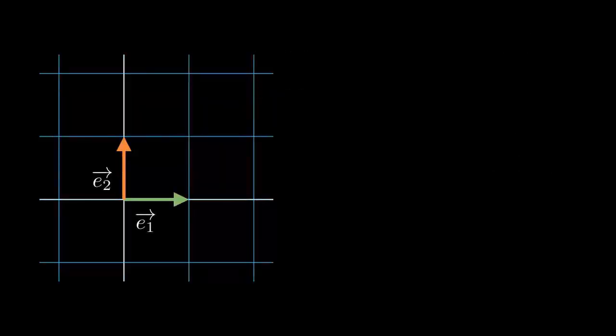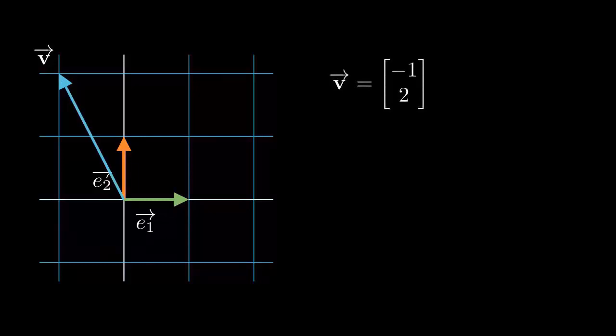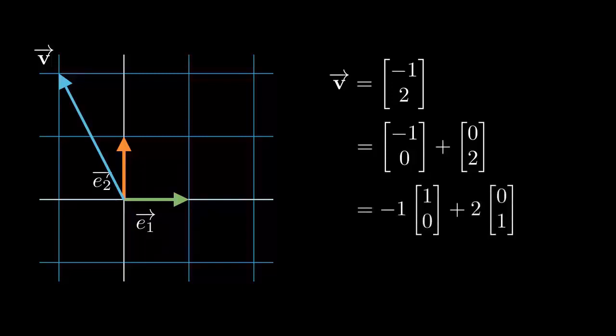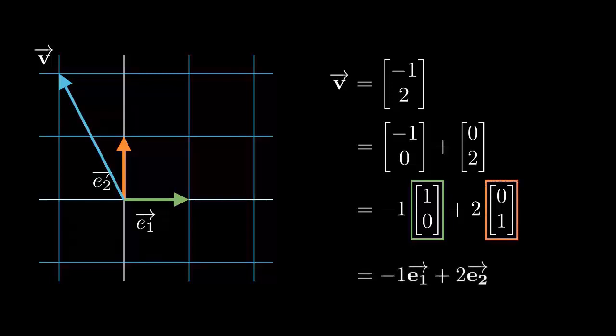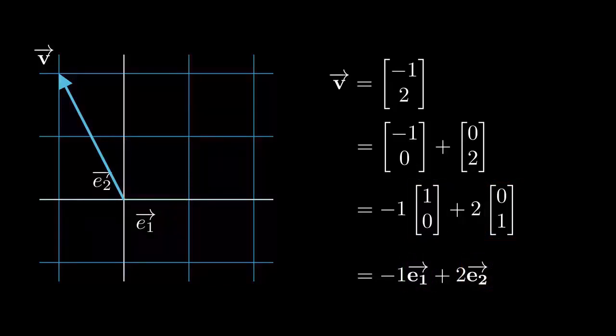Let's see how we can write the vector as a linear combination of bases. We have a basis e1 and e2 and the vector v. The components of v are -1 and 2. We can decompose them for each basis direction like this. Then we can factor out the components. You see 1, 0 and 0, 1 are our bases e1 and e2. So we can write this as -1 times e1 plus 2 times e2. This is a linear combination of e1 and e2, which means we have a form of multiples of e1 plus multiples of e2.